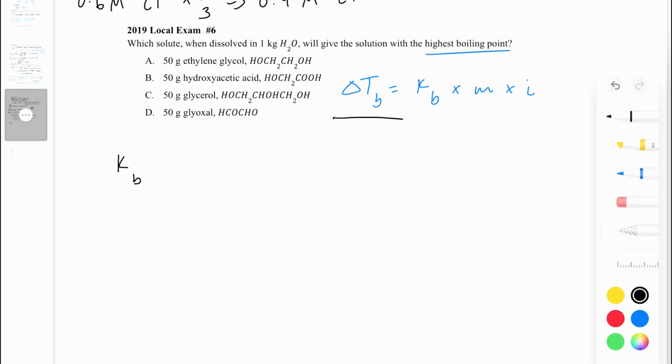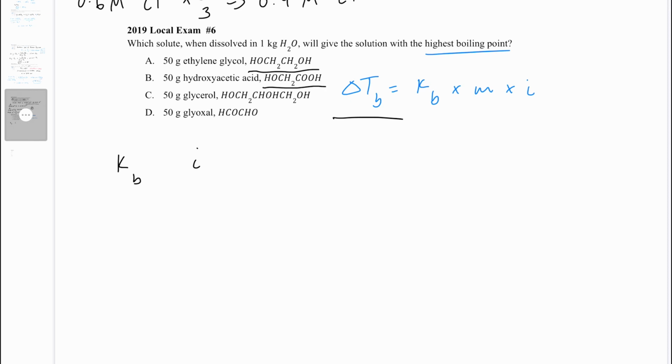The other thing that doesn't change here is going to be your van 't Hoff factor. If you look at all your answer choices, these are long organic compounds. And the thing about those is that they're not going to dissociate in water. They are nonelectrolytes. Therefore, they're all going to have a van 't Hoff factor of 1.